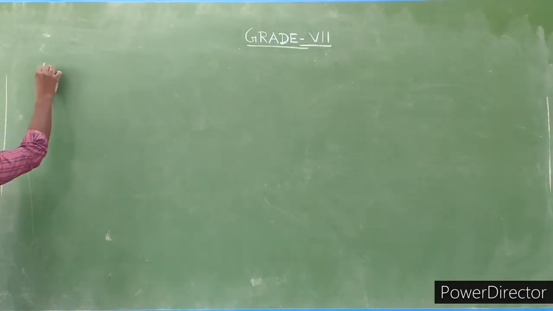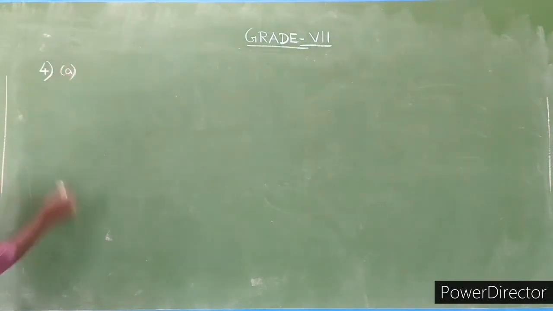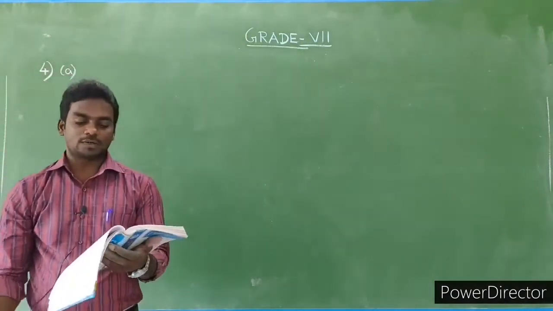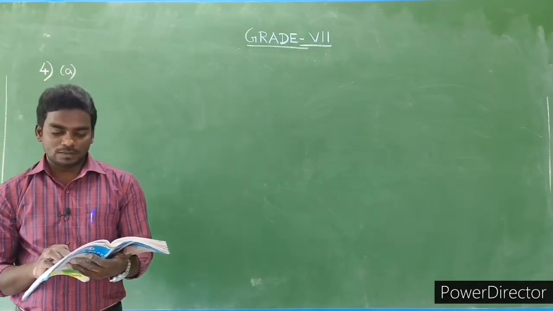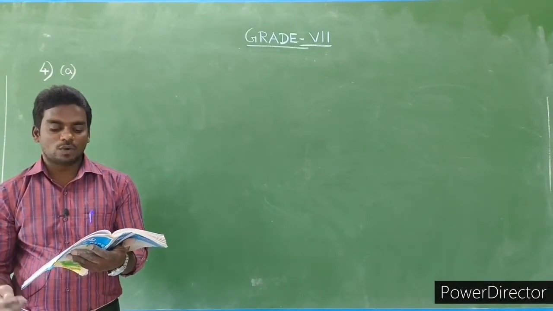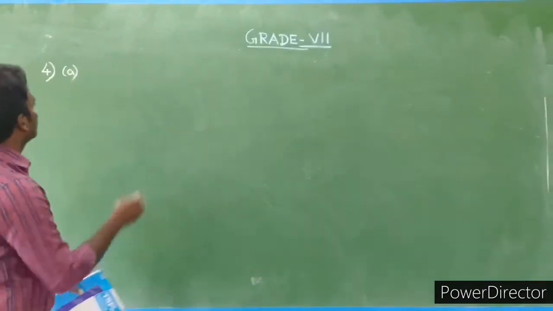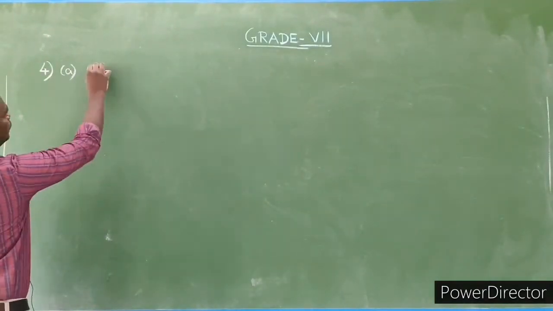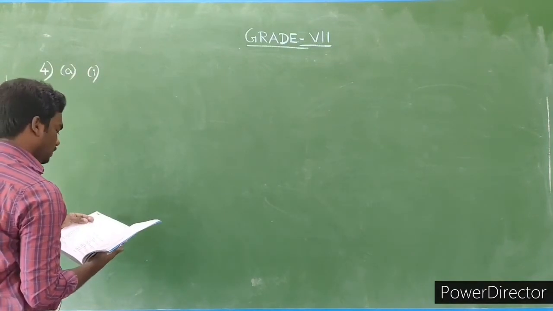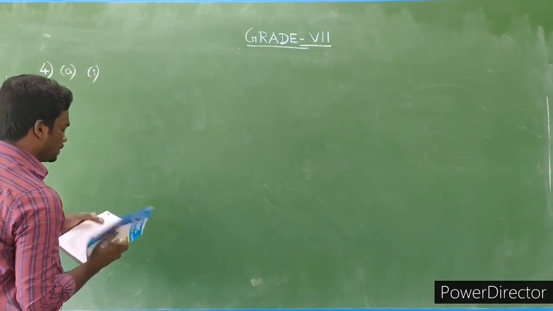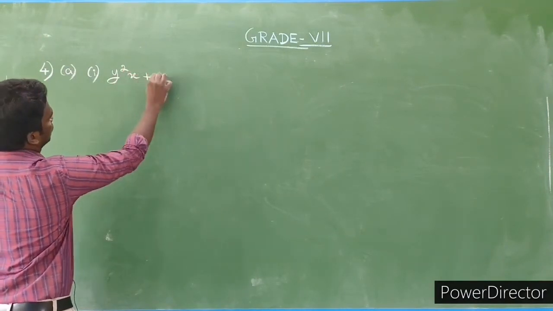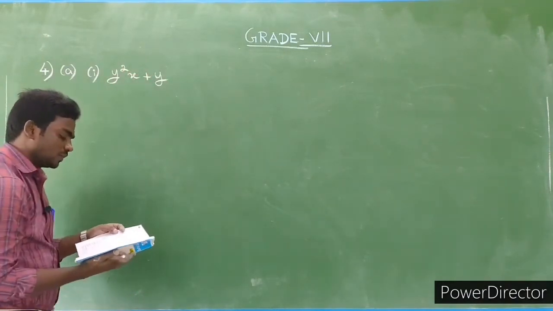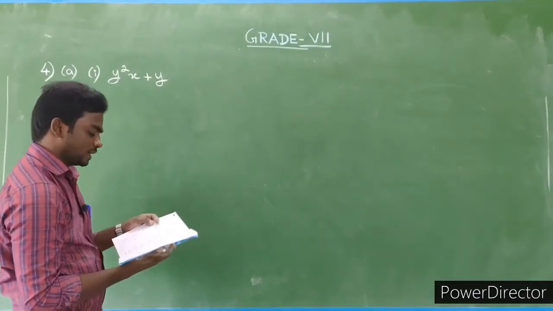Next, our fourth pattern question. What is our fourth pattern? Identify the terms which contain x and give the coefficient of x. So first one, y square x plus y is given. So what's our question? Identify the terms which contain x.